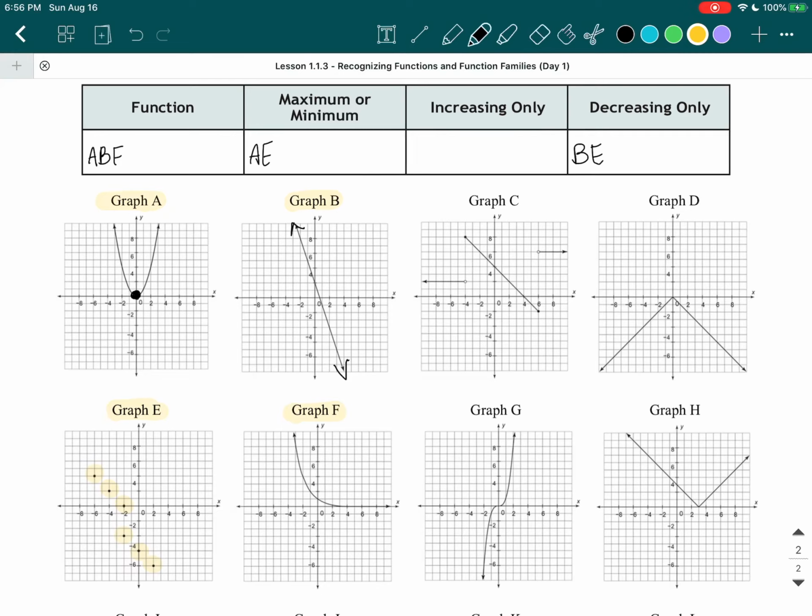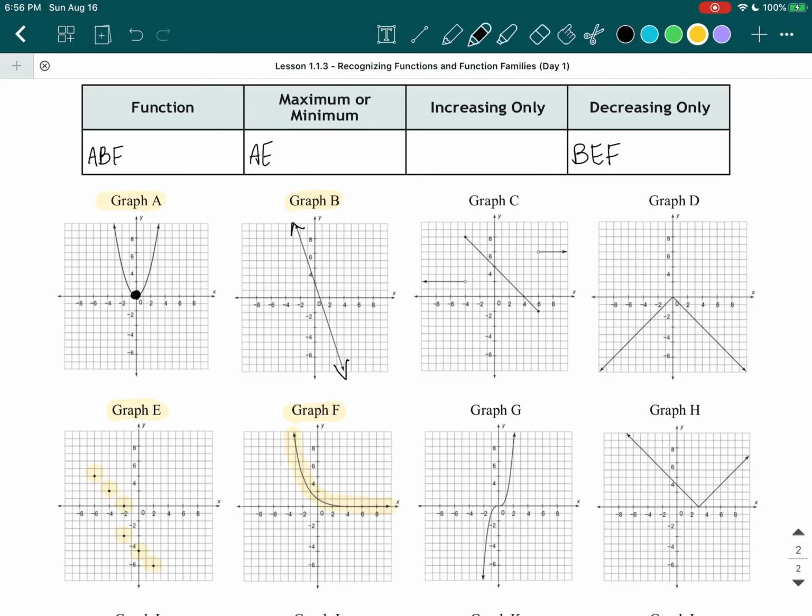Now let's read F. Start from the left, go to the right. We're going down, down, down, down, down. Remember, even though it looks like it's going to the right, it's actually going down. So if we're going down, down, down, down, down, are we increasing only or decreasing only? Decreasing only.